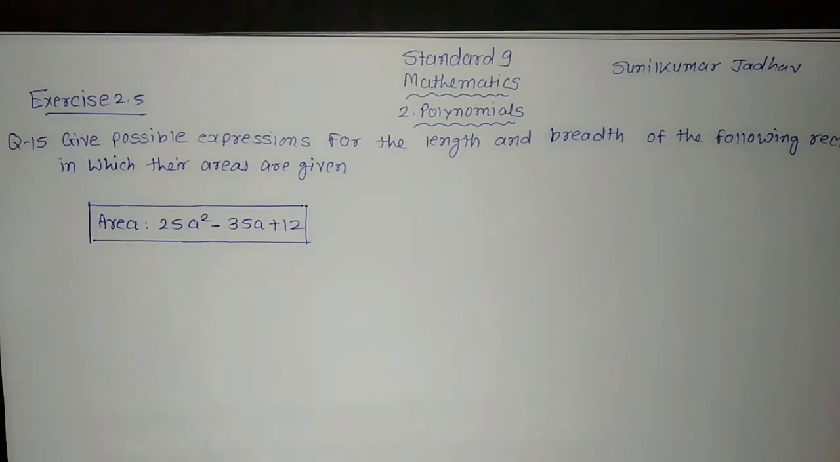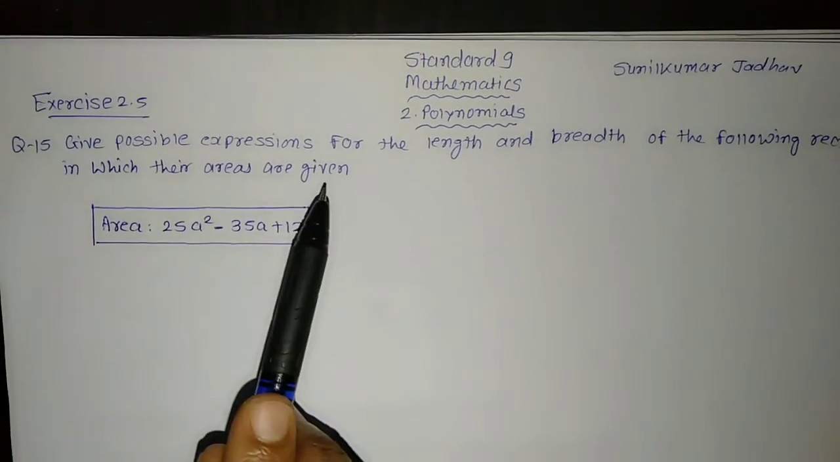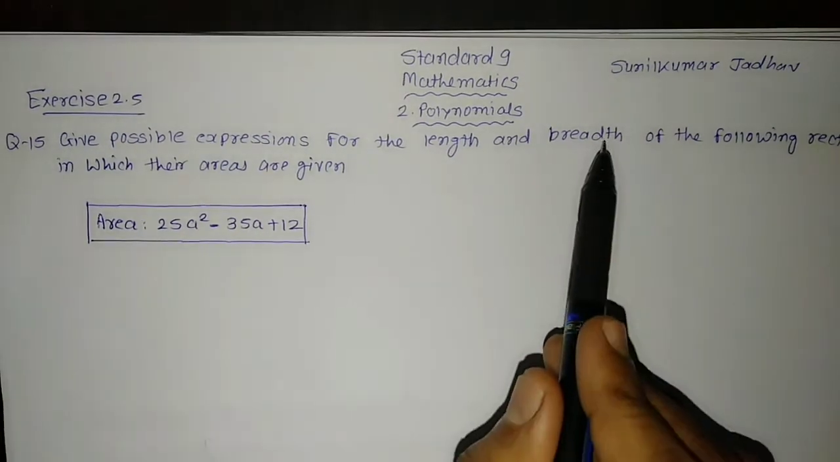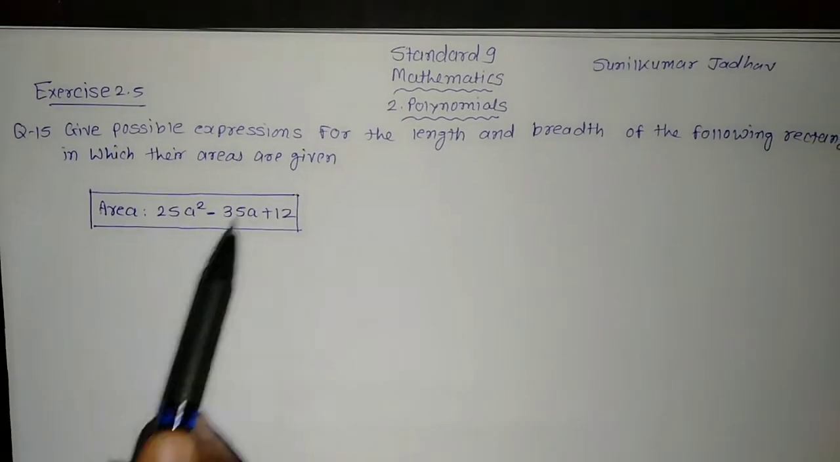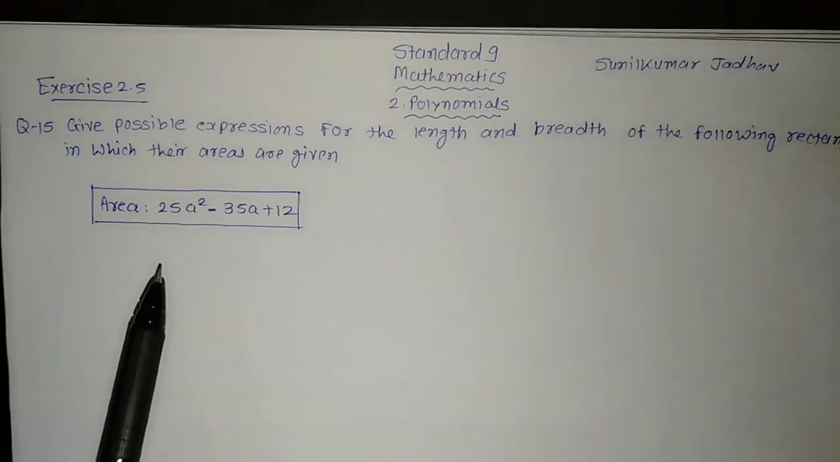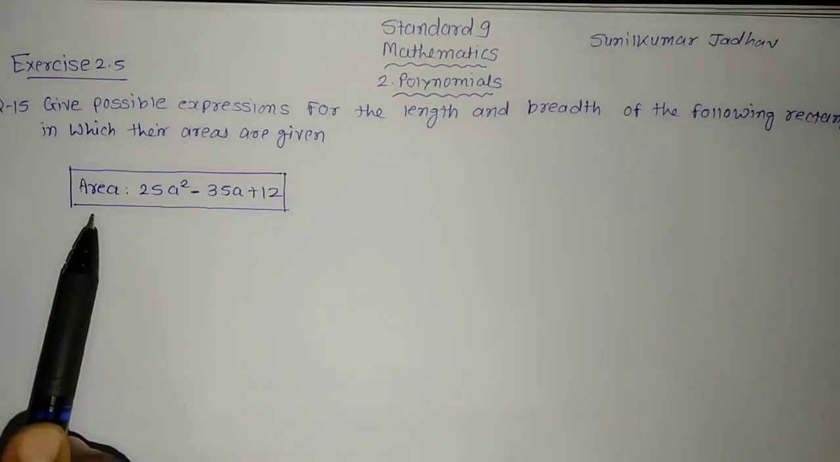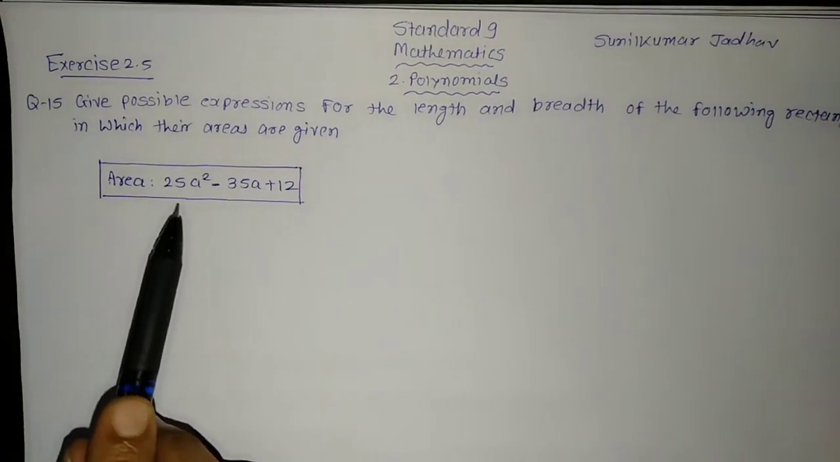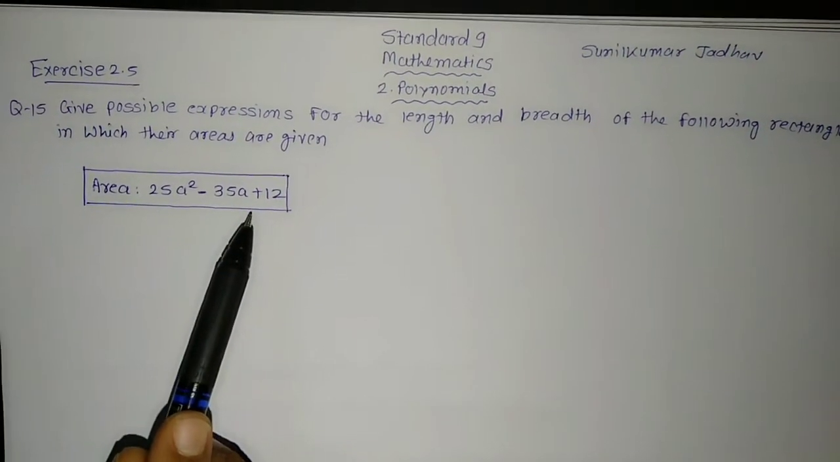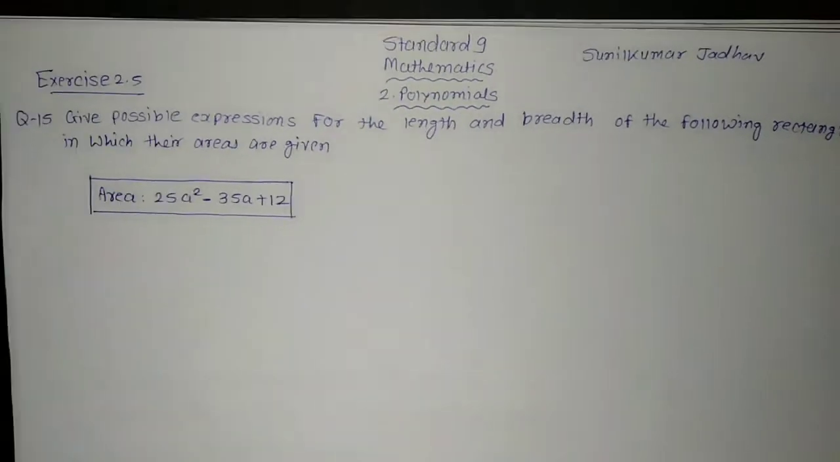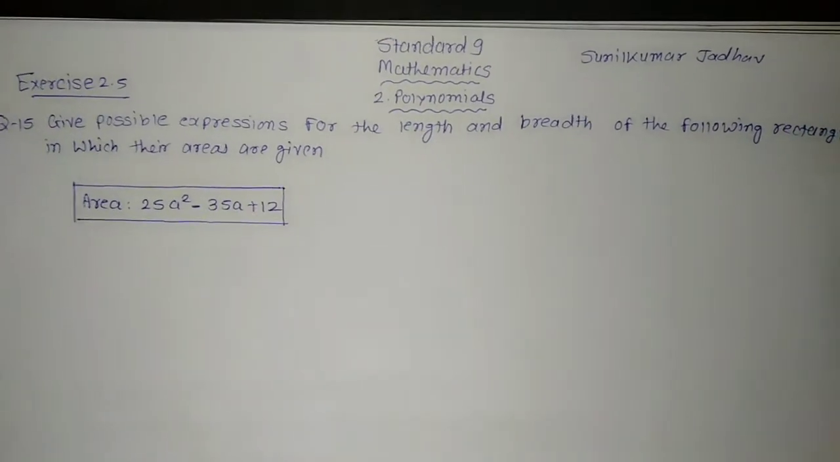Here in this video we are going to see question number 15 of exercise 2.5. So let us begin with: give possible expressions for the length and breadth of the following rectangle in which their areas are given. Here one of the rectangles is given with the area 25a square minus 35a plus 12. We need to find out its length and breadth.